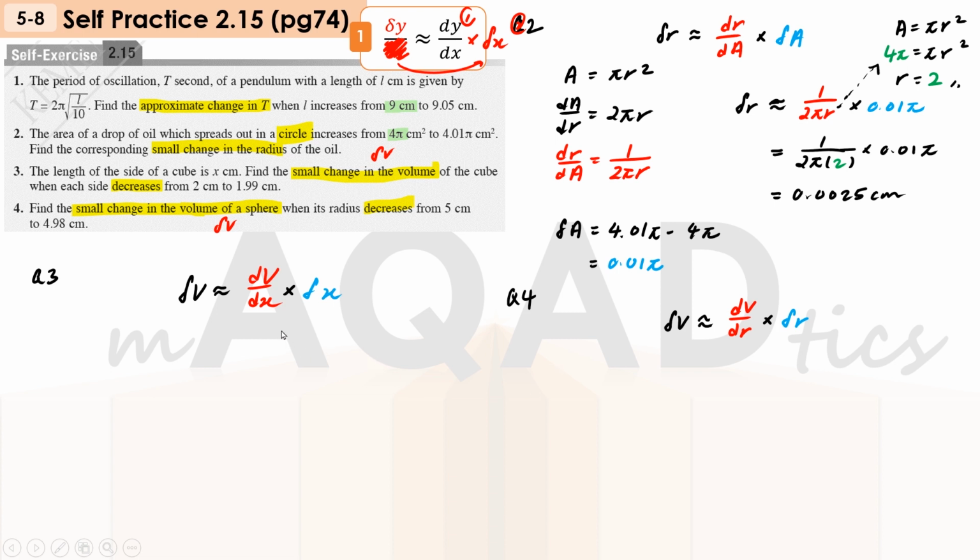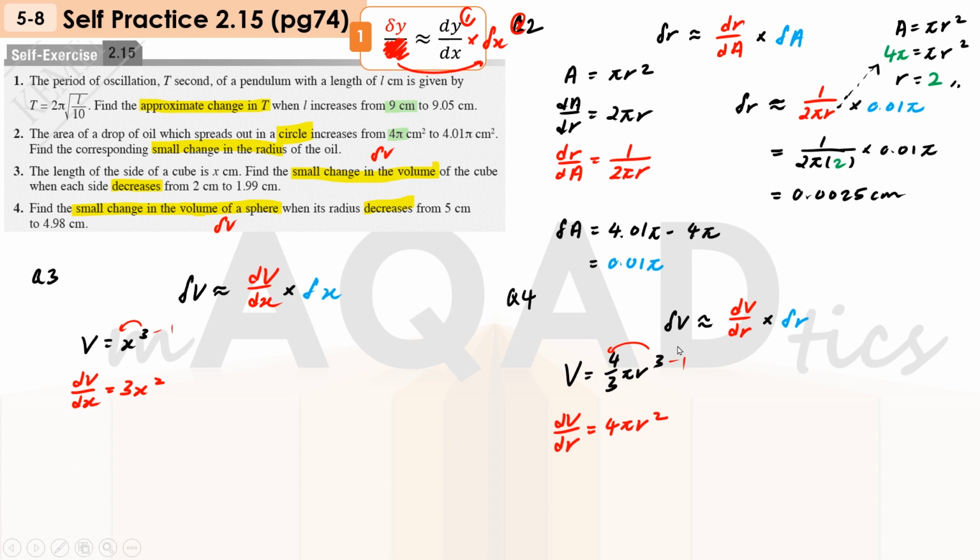Right, so let's find the things in red first. Differentiate the original equation. So V would be x cubed, right? Because it's the volume of the cube. x multiplied by x and multiplied by x. And this one is the volume of a sphere. So yeah, 4 over 3 pi r cubed. Then we differentiate. So 3 moves to the front, power minus 1. 3 moves to the front, power minus 1. Alright, so this is the first thing.